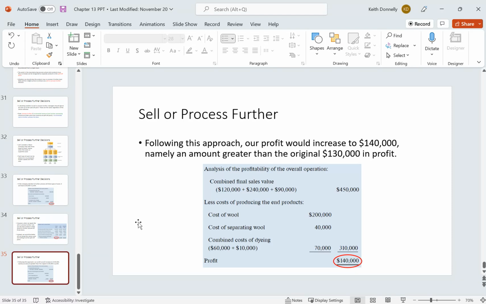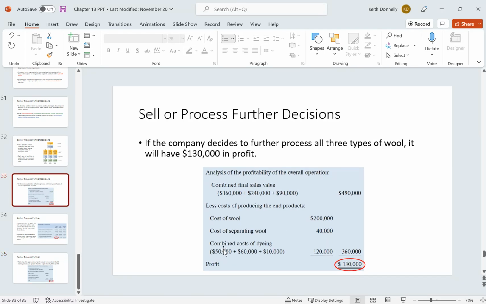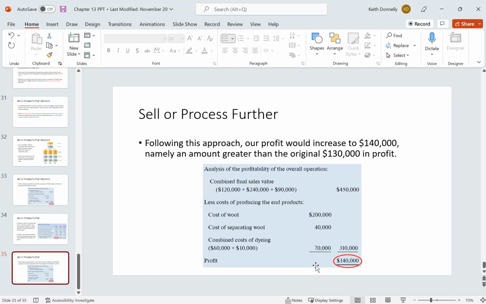Now, this says, following this approach, our profit would increase to 140, namely an amount greater than the original 130,000 in profit. So this is just showing, you'd be at 140 if you only dyed two of them. So dyeing two of them, like when I say dyeing, I don't mean like killing, I mean changing the color. If you do that, you're at $140 of profit. But if you dye all three, you're at $130 of profit. So it's just showing you how this decision makes you the most profitable.